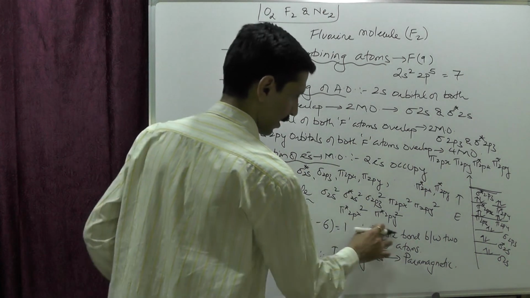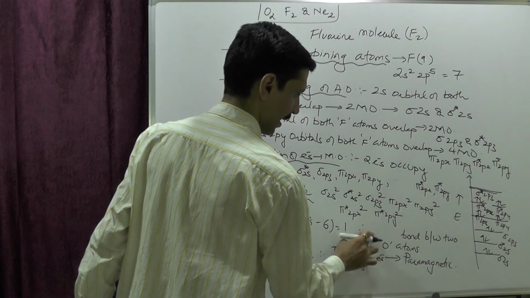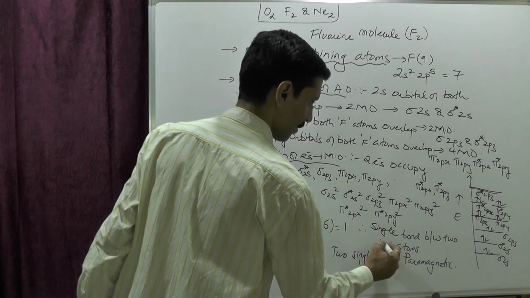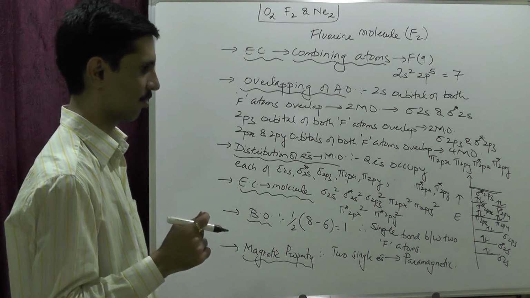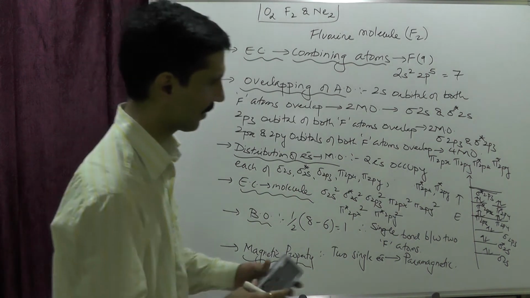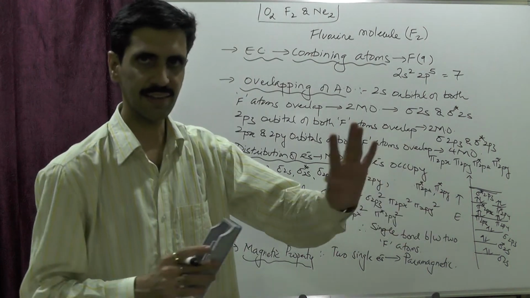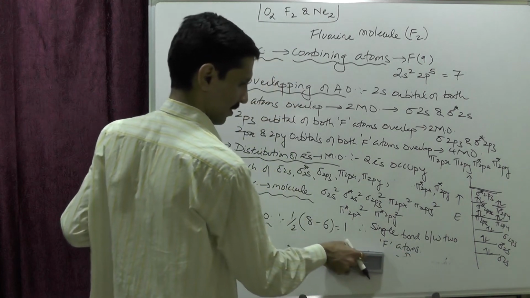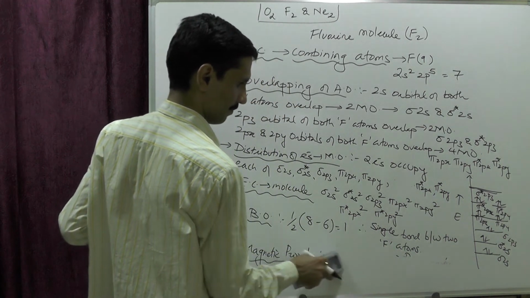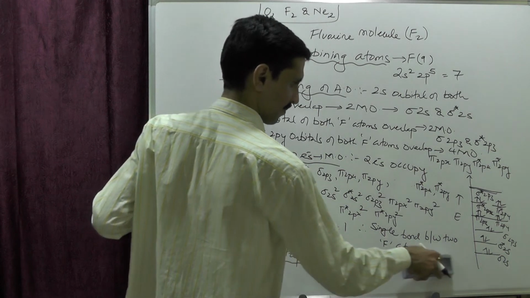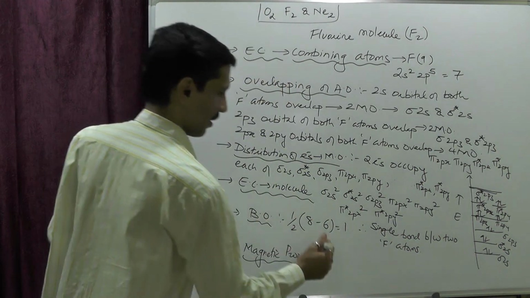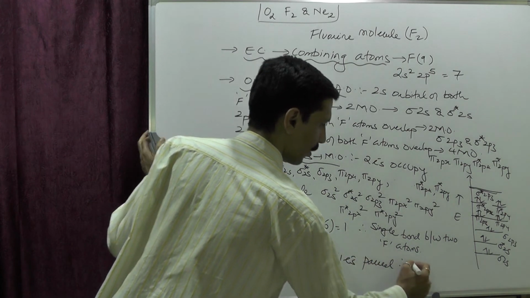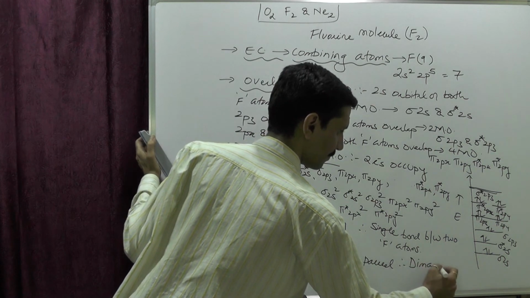So now instead of a double bond, I'll be writing what? A single bond between the 2 fluorine atoms. Okay, there is going to be a single bond between the 2 fluorine atoms, and you can see this arrangement. So everywhere you can see the electrons are paired, and therefore I need to replace this statement by which statement? That all electrons are paired, and therefore it is diamagnetic.